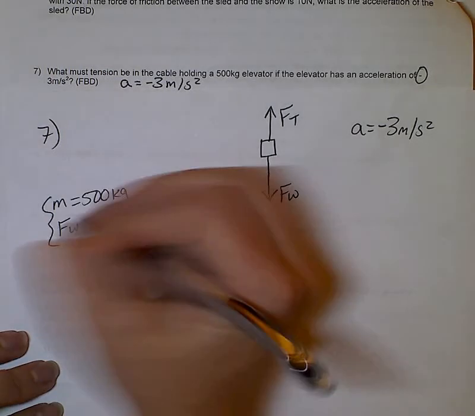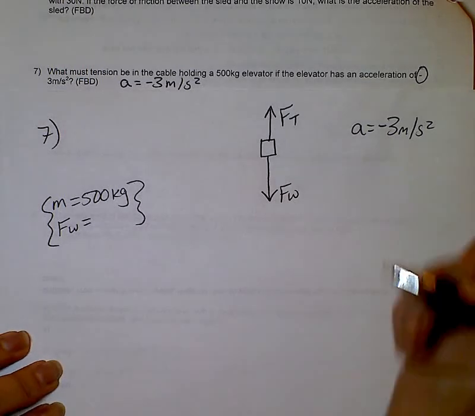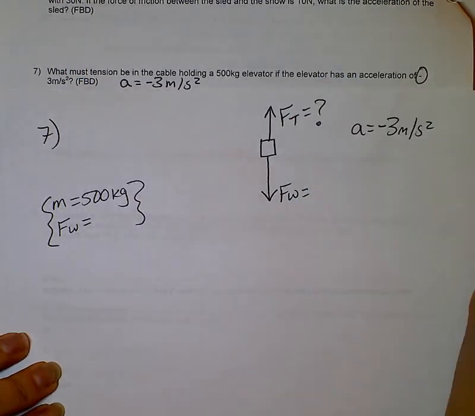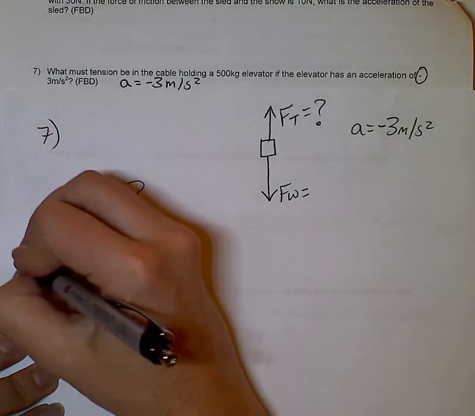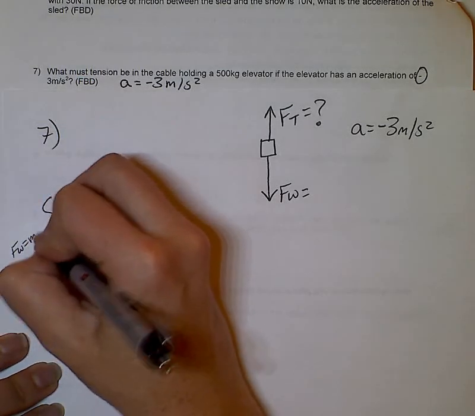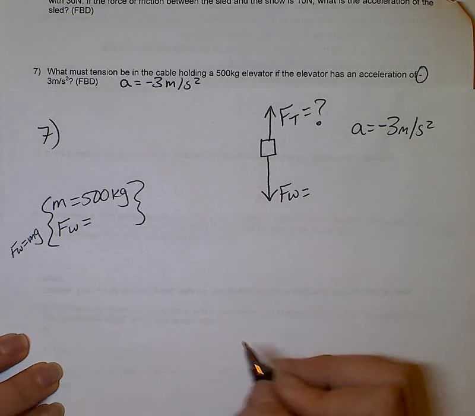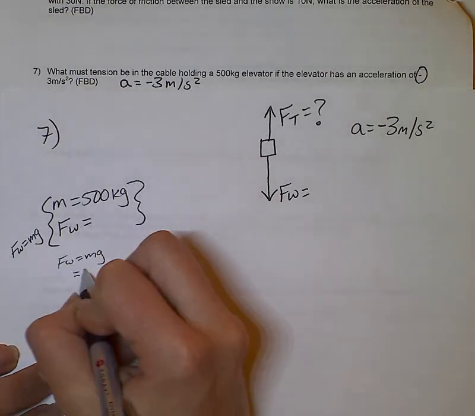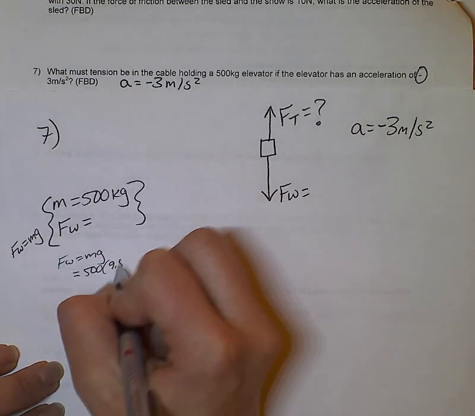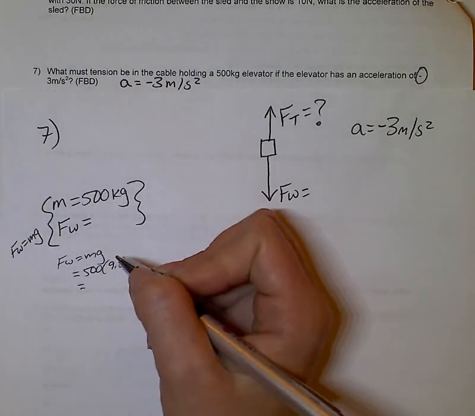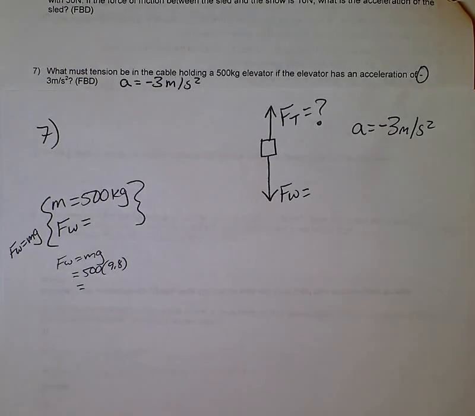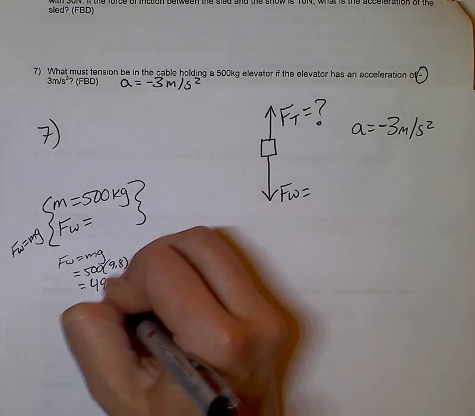I'm going to do a side step over here to be able to find the weight, so I can go ahead and put it on my free body diagram. And I use the equation FW equals mg. So I've got FW equals mg, my mass, times 9.8, which is g here on Earth. And I end up with 4,900 newtons, and that's its weight.